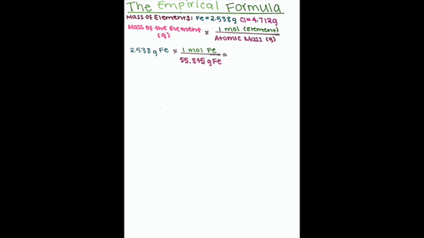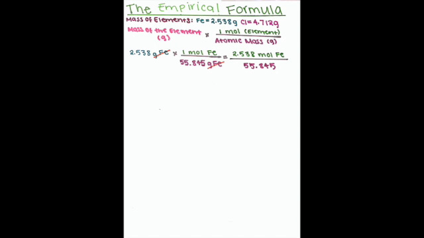Our first step in calculating the empirical formula is finding out how many moles of iron we have. So 2.538 grams of iron times 1 mole of iron divided by 55.845 grams of iron, which is the atomic mass, and you can find this in the periodic table. That's where I got it from.